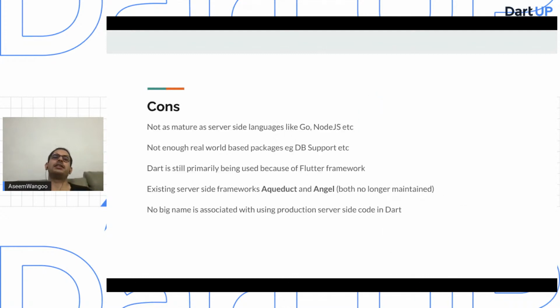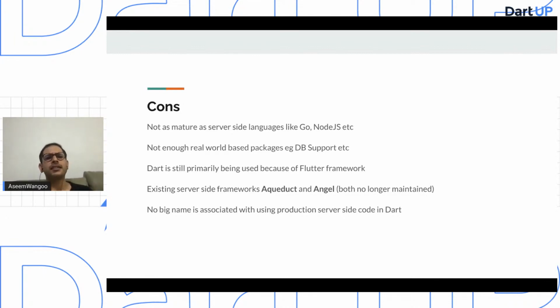And now let's see the cons. Dart is not mature as server-side languages like Go, Node.js, etc. Second, there are not enough real-world-based packages like database support. Mostly server-side internally communicates with your databases, Mongo, MySQL, Azure, Dynamo. Hopefully I've covered all the big guys. Next, there is not enough support for these databases. This is just an example of real world packages which a programmer wants to use in his or her day job.